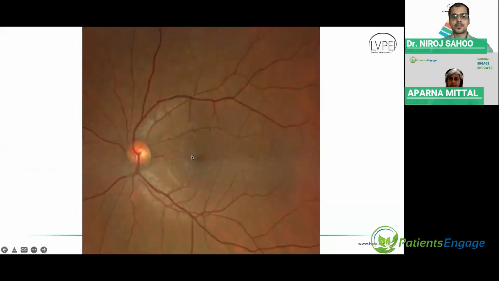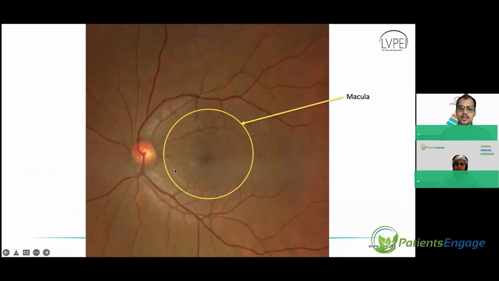If you look at this picture, this is the retina of a normal, healthy individual. And the central part is called the macula. It's around the size of maybe a rice grain, around 5 mm in size. This is a very small part of the retina, but it contributes to the maximum visual acuity. Most of the vision that we use for reading, writing, and recognizing faces, color, and contrast all happens due to the intactness of this part of the retina.